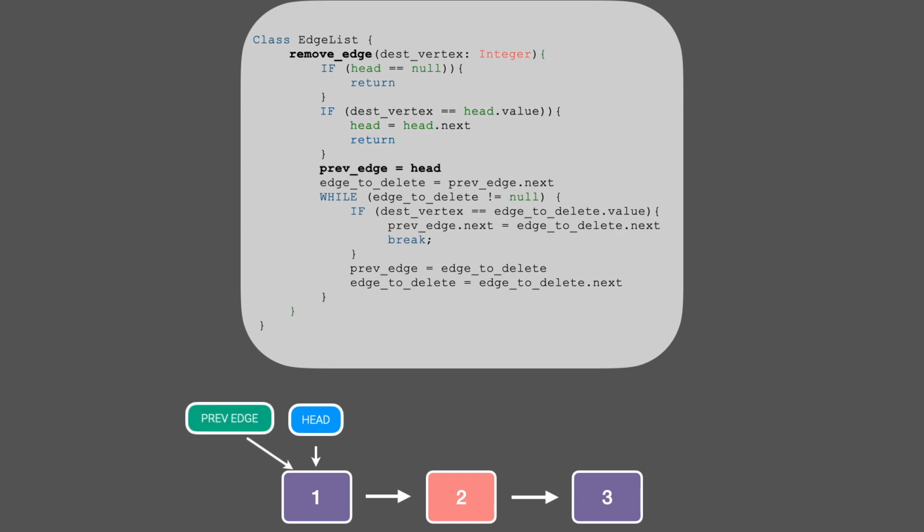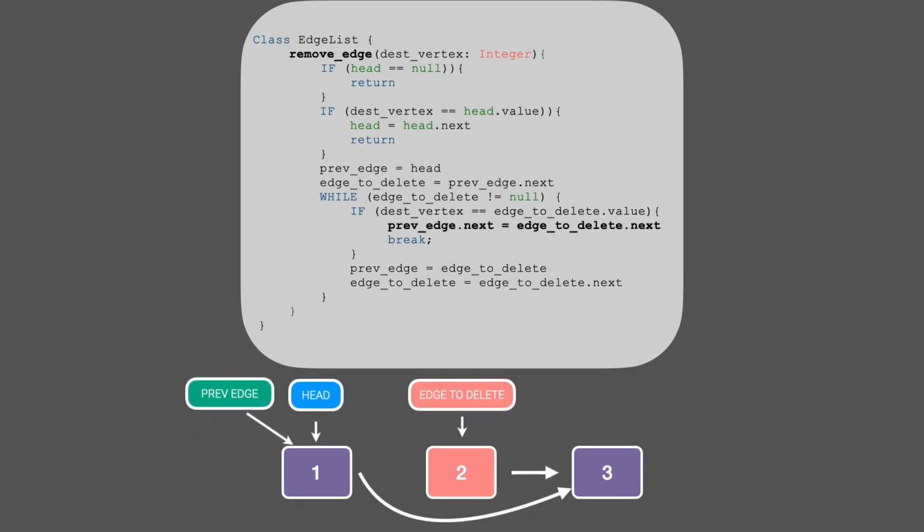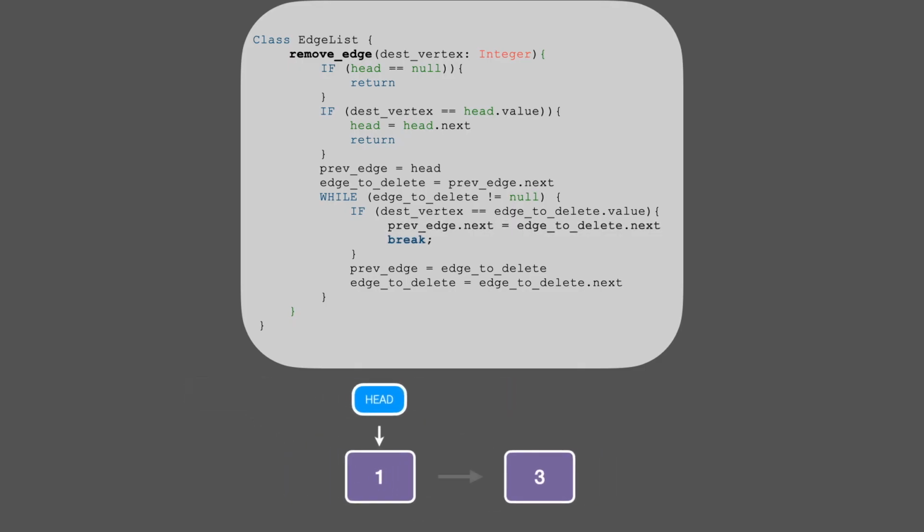Now, otherwise it means that the value may be somewhere else in the list. So to help me delete the node, I've created a second reference variable called prevEdge. And I'll create another variable called edge2delete that would help me keep track of the node to delete. This will be set to head.next. Now, going to the while loop, since edge2delete is not null, we'll go into the loop. And we check if the edge's value matches the edge2delete's value. Since it does, we'll set prevEdge.next to edge2delete.next. And then we simply break out of the loop. And that's it. That's our remove edge method.